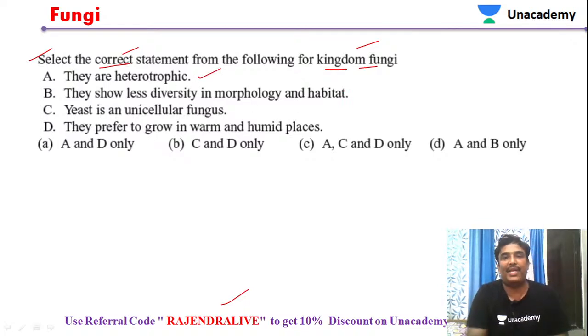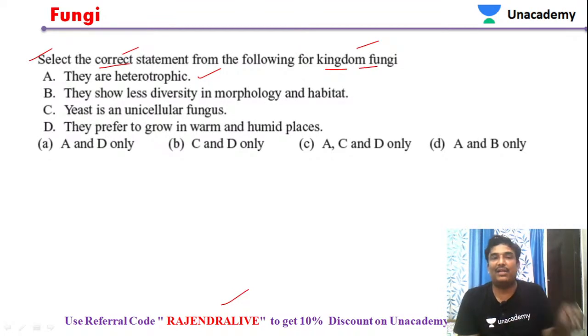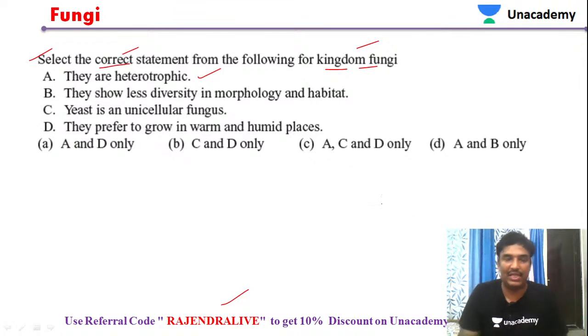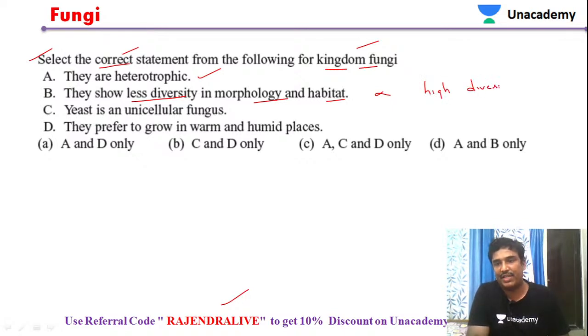They are heterotrophic. Yes, fungi are heterotrophic, students, no doubt about it. They feed on other dead organic matter, on other plants, so they are heterotrophs. And they show less diversity in morphology and habitat. Now this is a wrong statement actually. Fungi show very high diversity actually. Because of that reason, statement B is a wrong statement in this case.